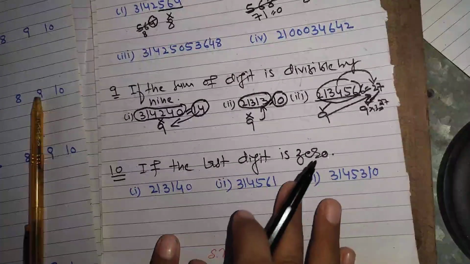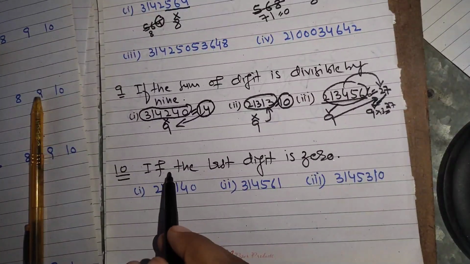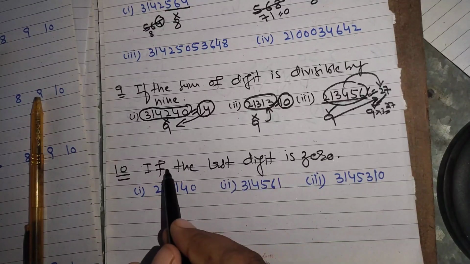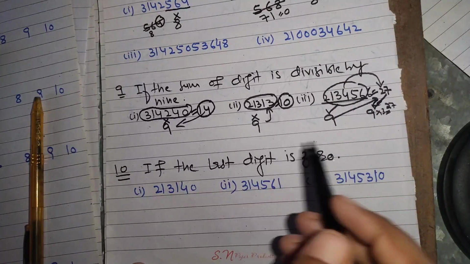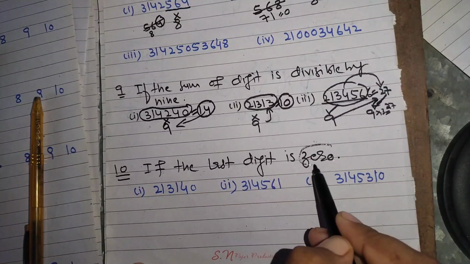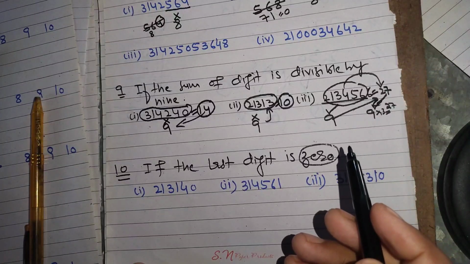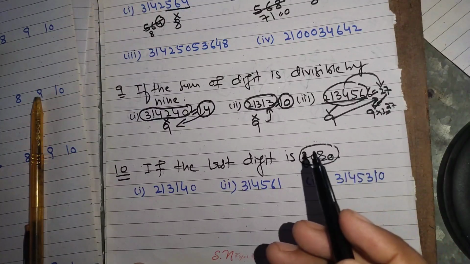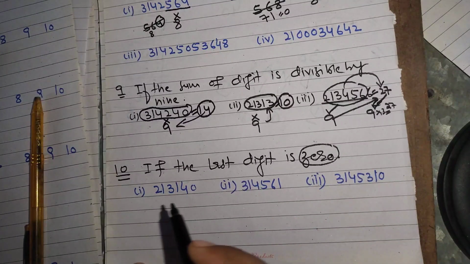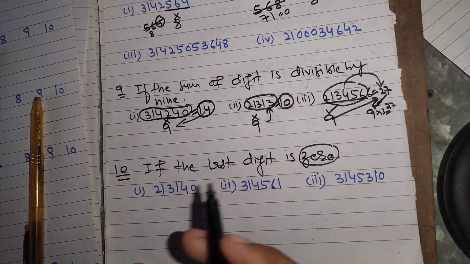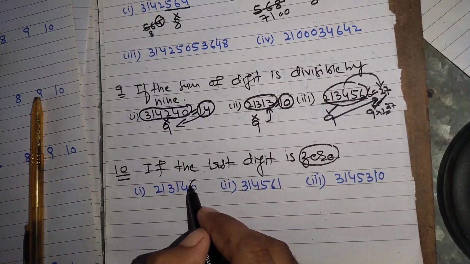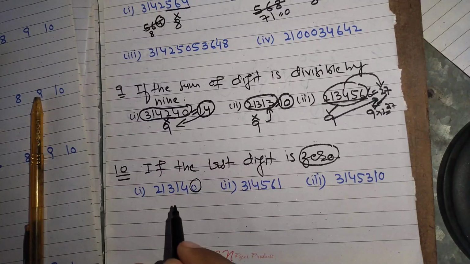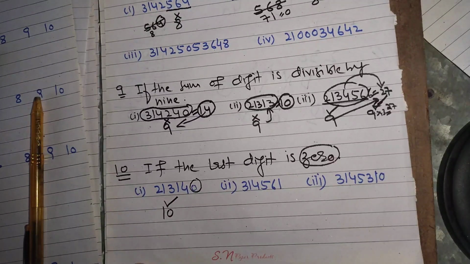Now we come to 10. If the last digit of the number is 0, there is no difficulty. We check directly. There is no need for any addition, no need to check 2 or 3. We will directly tell whether the number is divisible by 10 or not. We check the number, and the last digit present is 0.